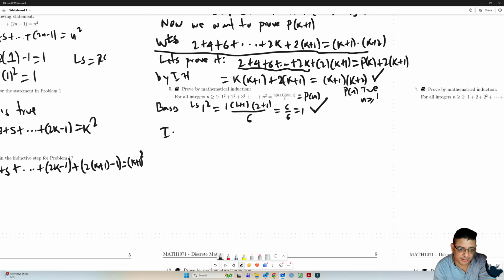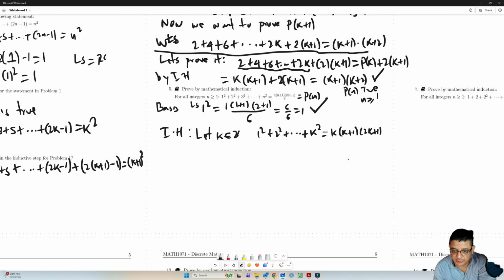Now the induction hypothesis will be, let k belong to the integers. So 1 squared plus 2 squared plus up to k squared is k times (k plus 1) times (2k plus 1) over 6. So we're saying that this works for this k. P of k is true.